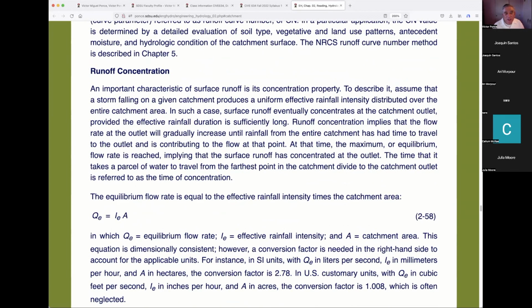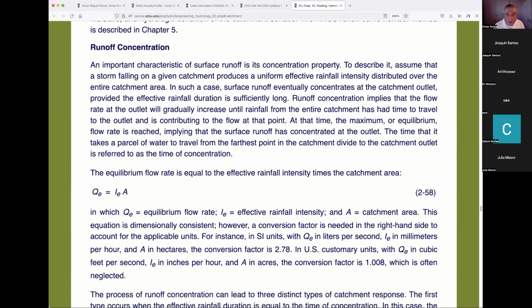Runoff concentration. This is a very important concept in what we're going to be discussing. I want you to read this carefully. It says the concentration property. Assume that a storm falling on a given catchment produces a uniform effective rainfall intensity. First, the rainfall intensity has to be effective, meaning discounting infiltration, and it has to be uniform throughout the area, distributed over the entire catchment. Surface runoff will eventually concentrate at the catchment outlet, provided the effective rainfall duration is sufficiently long.